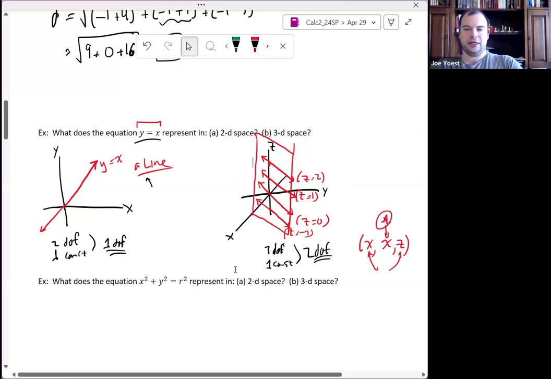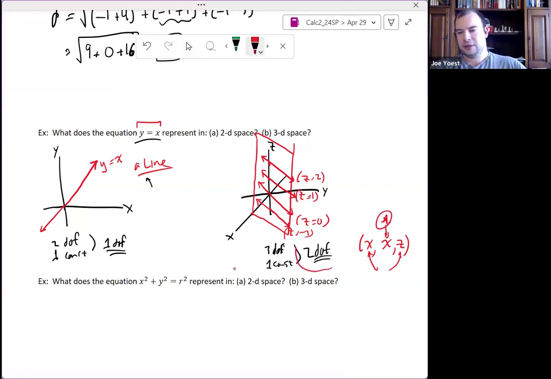So I do see that I get a two-dimensional object left over. That's a plane. So a similar looking equation can represent something different in 2D space versus 3D space. The context does matter.